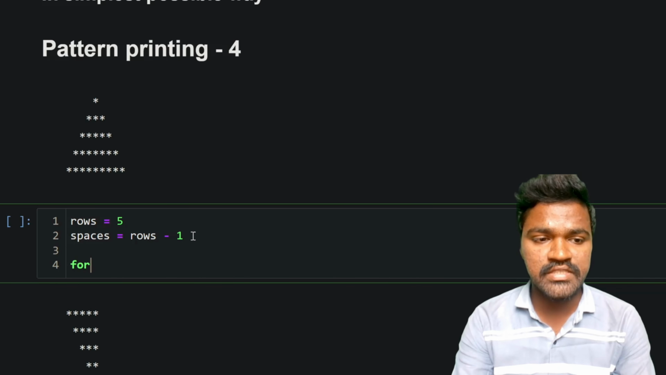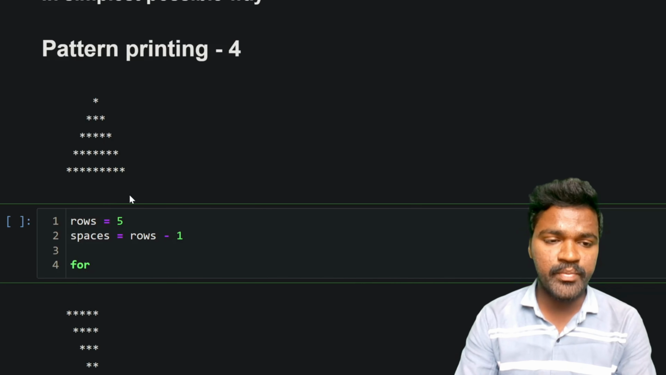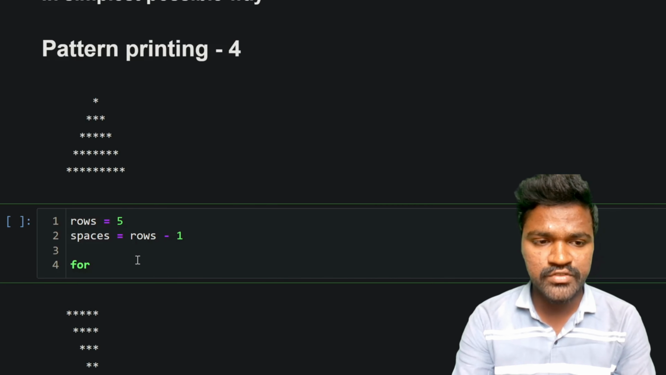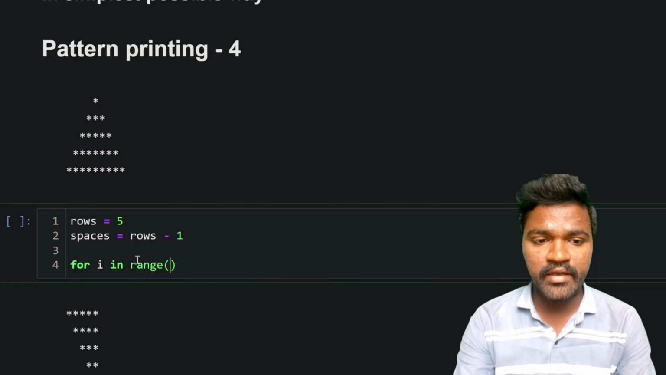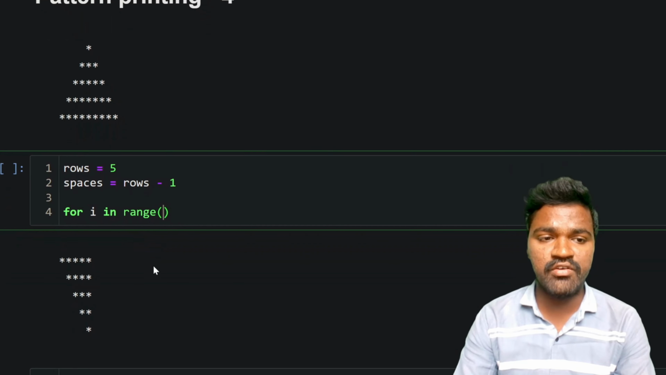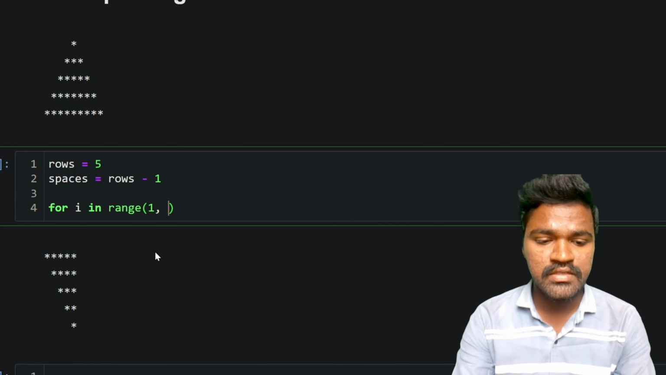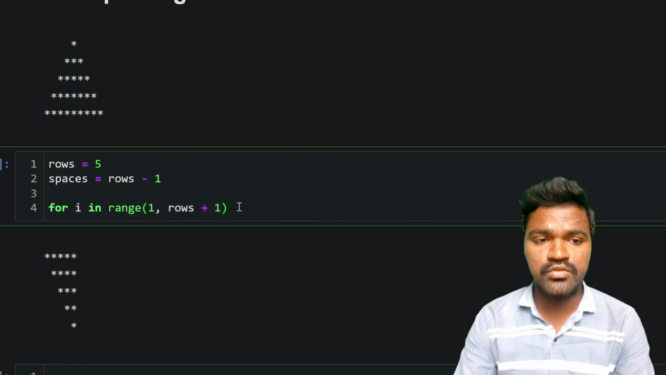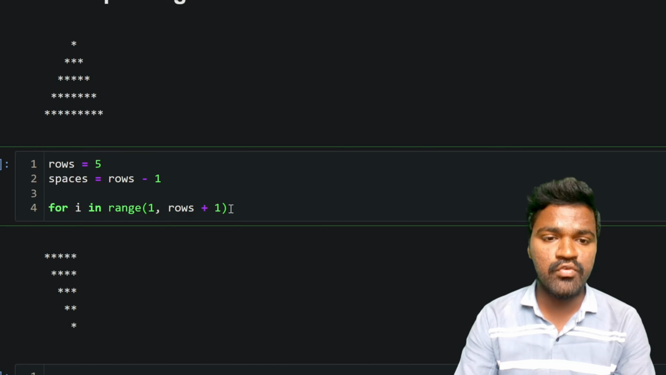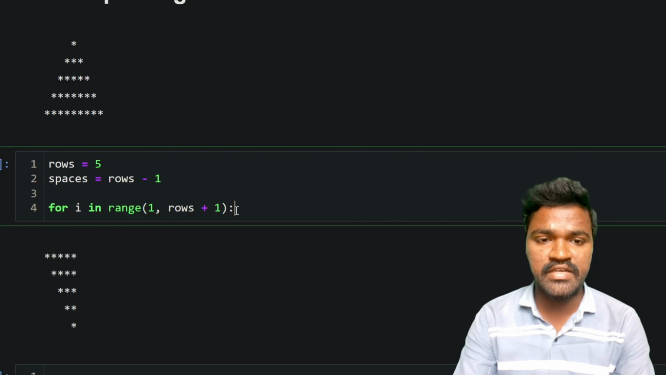Next I will be using a for loop to generate this kind of pattern. So I am using a variable i, with the membership operator in, and I am using range to generate a range of values from 1 till rows plus 1. I want to generate values from 1 till this particular number. If I simply mention rows, it will take only up to 4. I want 5 also. Because of that reason I have mentioned rows plus 1.